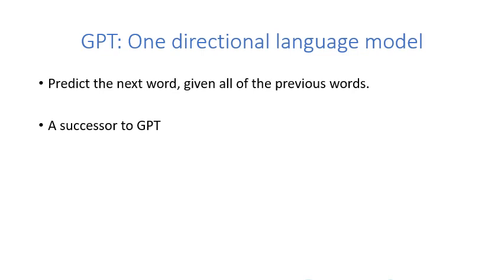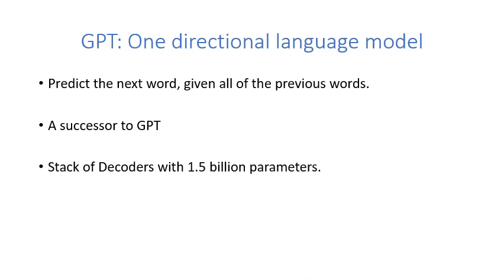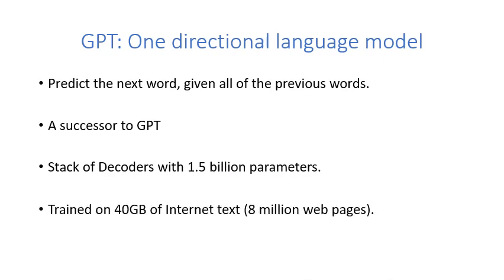A successor to GPT is GPT-2 and GPT-3, which we will talk about more. In GPT-2, the model has 1.5 billion parameters. Quite a huge model, 1.5 billion parameters, the GPT-2. It has been trained with 40 gigabytes of data and 8 million web pages.